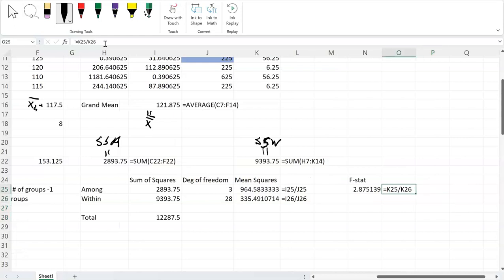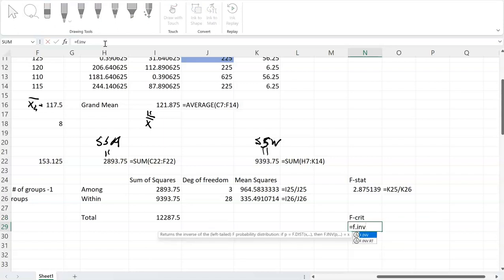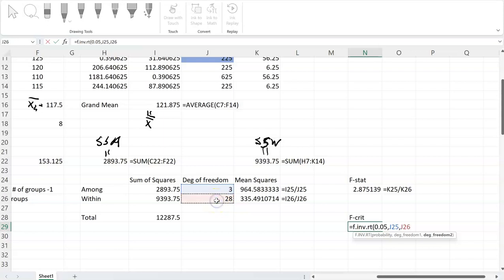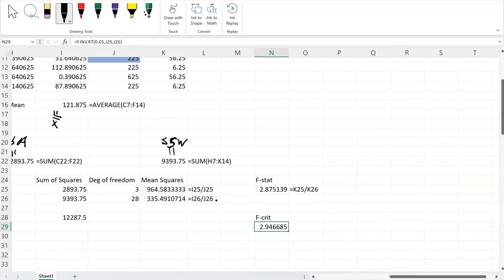Now we need to compare this F stat with the critical value of F. To find the critical value, I would use F.INV. We always look at the right tail. Let's say my probability is 5%. For the degrees of freedom, the first one is the degrees of freedom of among, since the numerator is the mean square among, comma, the second one is the degrees of freedom of within, which is in the denominator, and we get 2.94.